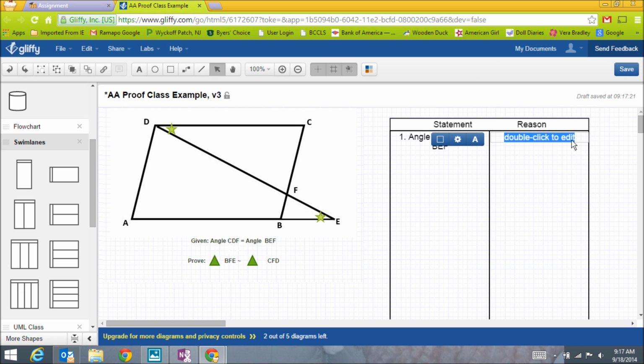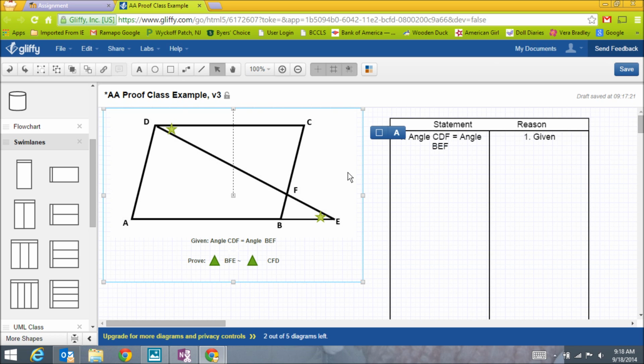Our reason was just that this was given in the problem. So that's exactly what we're going to write down in our reason column. We're just going to write down that this information was given. So that's how we're going to use our given information to set up the beginning of our proof of similar triangles.